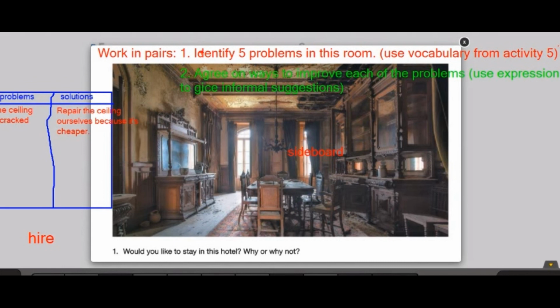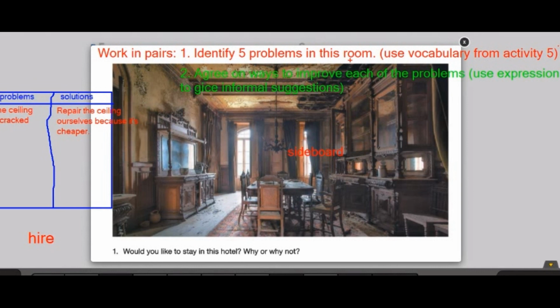Yes, somebody had a question. Yes, miss. Is 5 problems for each person or what? No, what does it say here? Work in pairs. In pairs, identify 5 problems in this room. Together. Yes? Okay. Together. You need to do it as a conversation.